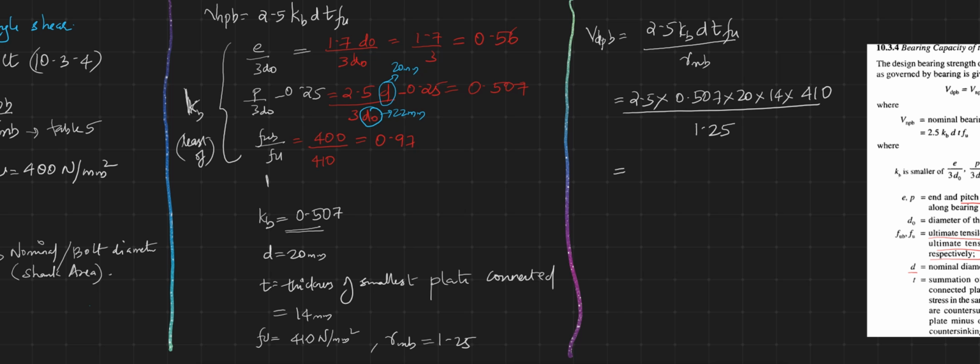You will get this value 114.8 kN. So for a lap joint, the shear you got as 45.26, bearing strength you got as 114.8. When the load reaches 45, the bolt fails in shear. So the strength of the bolt is 45.26 kN in case it is joined by a lap joint.